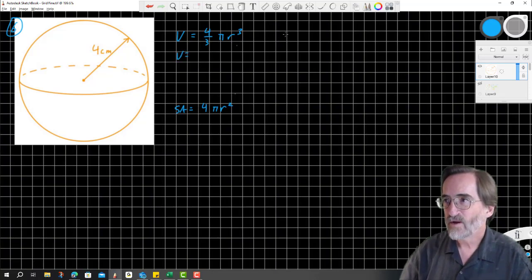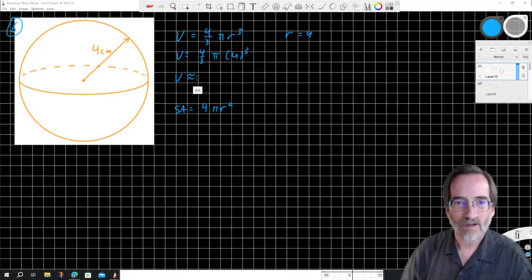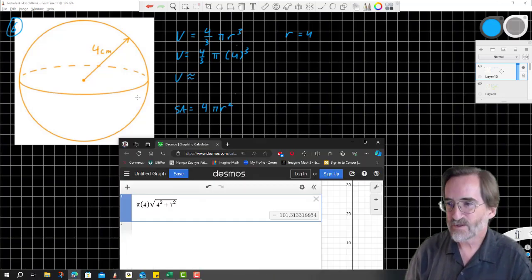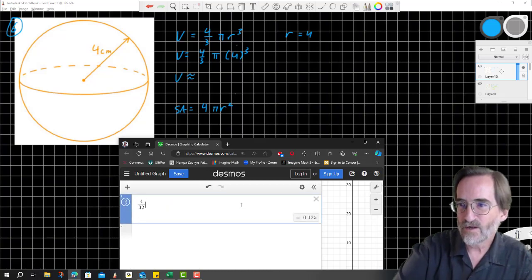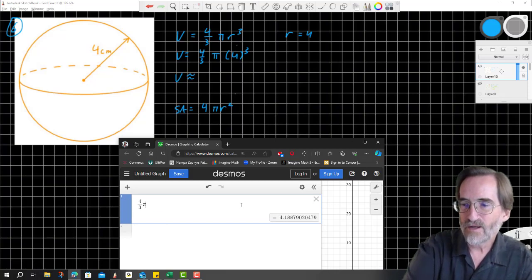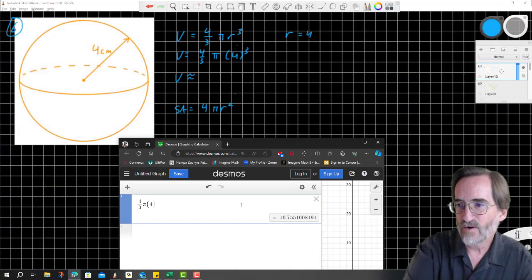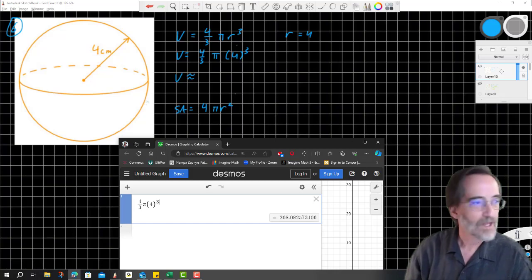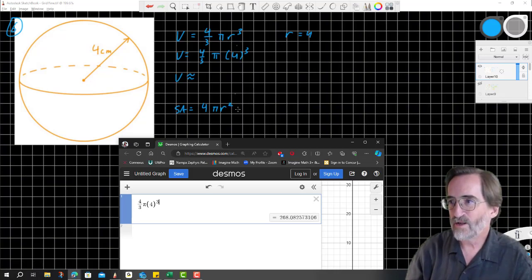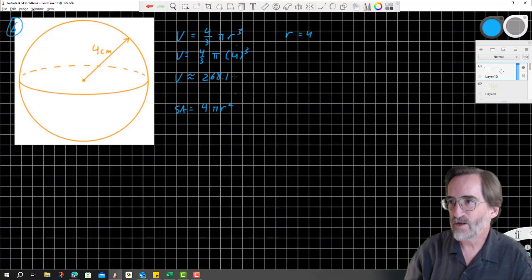So volume, r is 4, so volume is 4/3 pi times 4 cubed, 4 to the third power. So volume is approximately, let me use Desmos. 4/3 pi times 4 to the third power. And we get 268.1. 268.1 cubic centimeters.